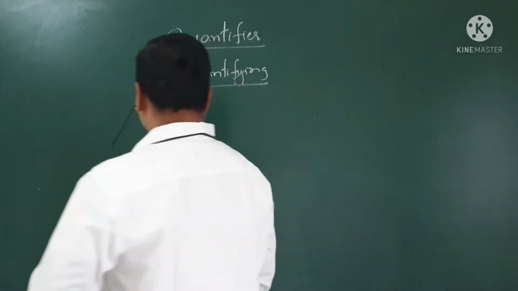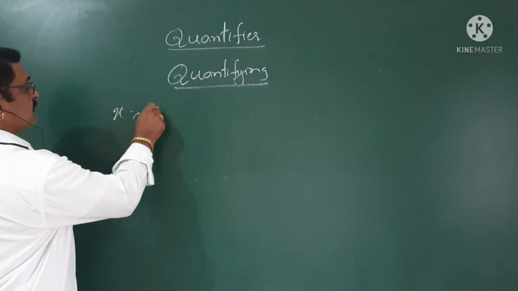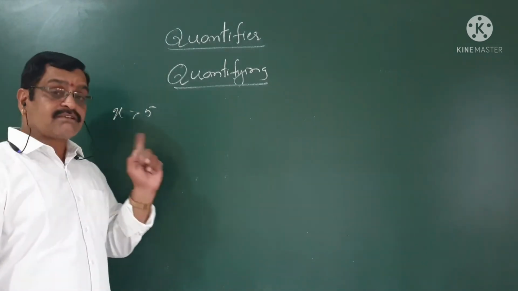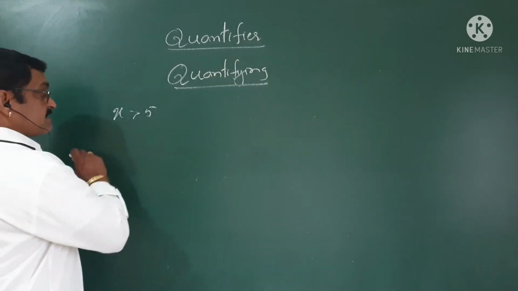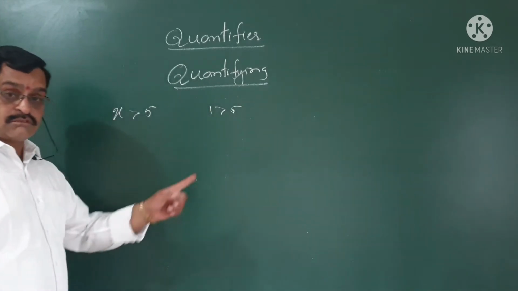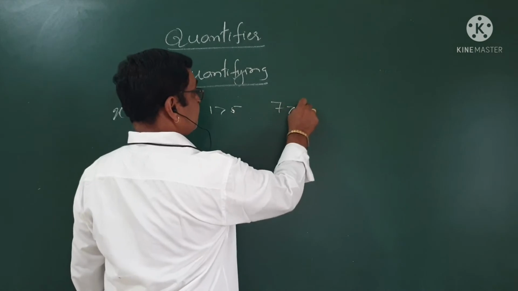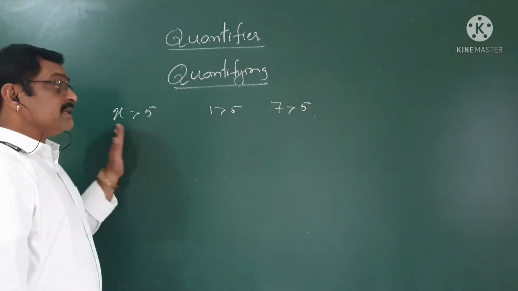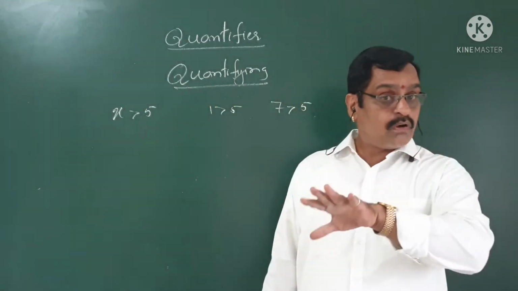Now, let me see this one. I have x is greater than 5. For how many values of x is this true? Can I substitute 1 greater than 5? False. Can I say 7 greater than 5? It is true. That means for some values it is false, for some values it is true, not for all.